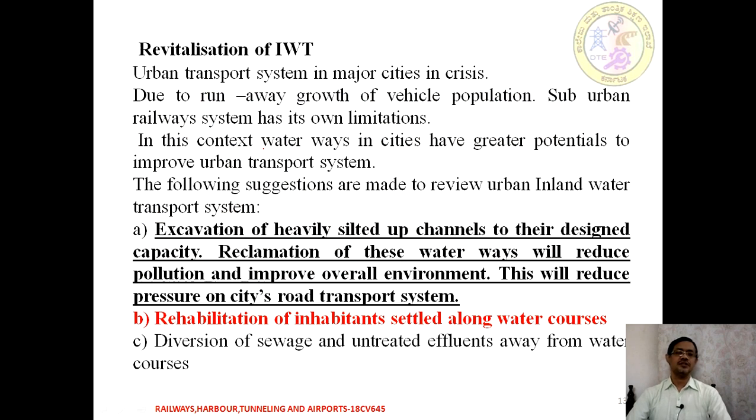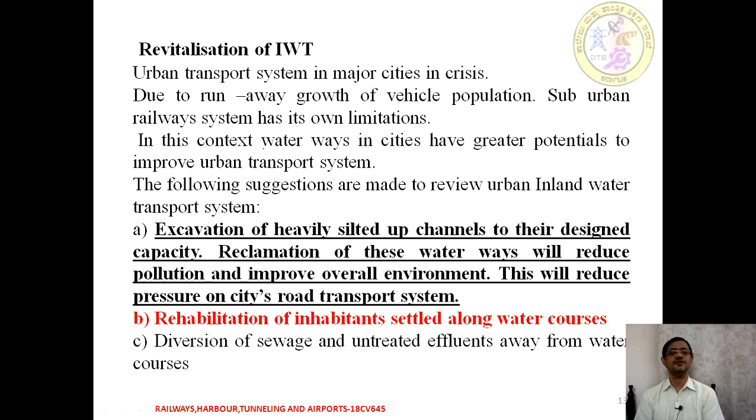Next is the revitalization of IWT. As we know, in every major city the urban transport system is in crisis due to the growth of vehicle population, and the suburban railway has its limits. So wherever we have a water context, or a city adjacent to water, it has the potential to be improved as another mode of urban transport.